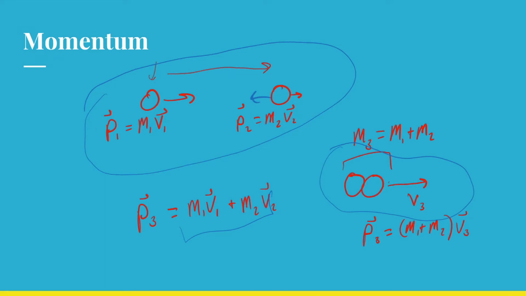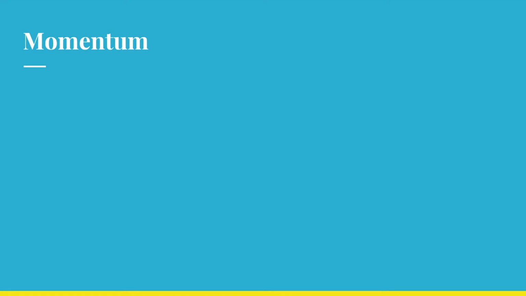There will be situations, and particularly in this lab, where you have an object that's bouncing off of a wall. This wall is not part of our system. The only system that we're looking at is the ball right here with its m1, v1.